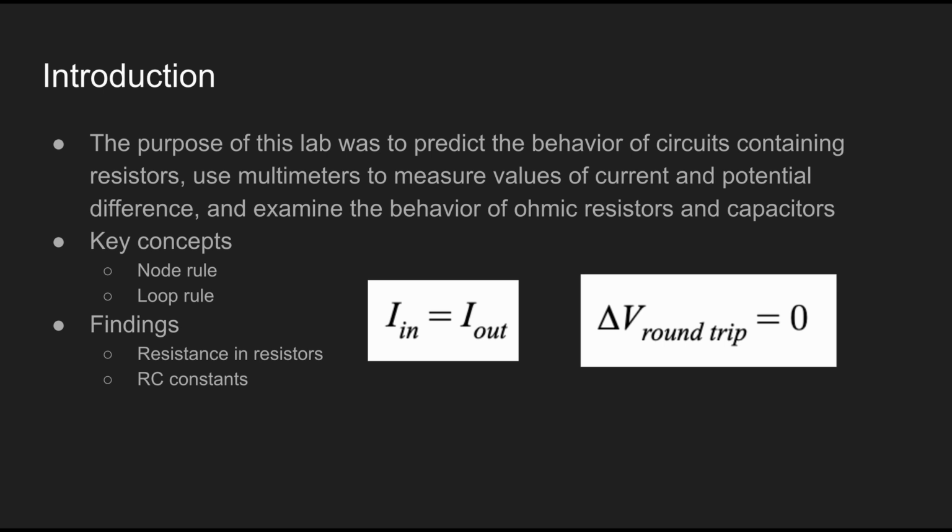Some key concepts that I used for this lab include the current node rule, which states that the electron current entering a node is equal to the electron current leaving a node in a steady state. The loop rule, which states that the potential difference of a round trip in a circuit is zero. In the end, I found that I could use laws of circuits and knowledge of potential difference to describe the behavior of real circuits.